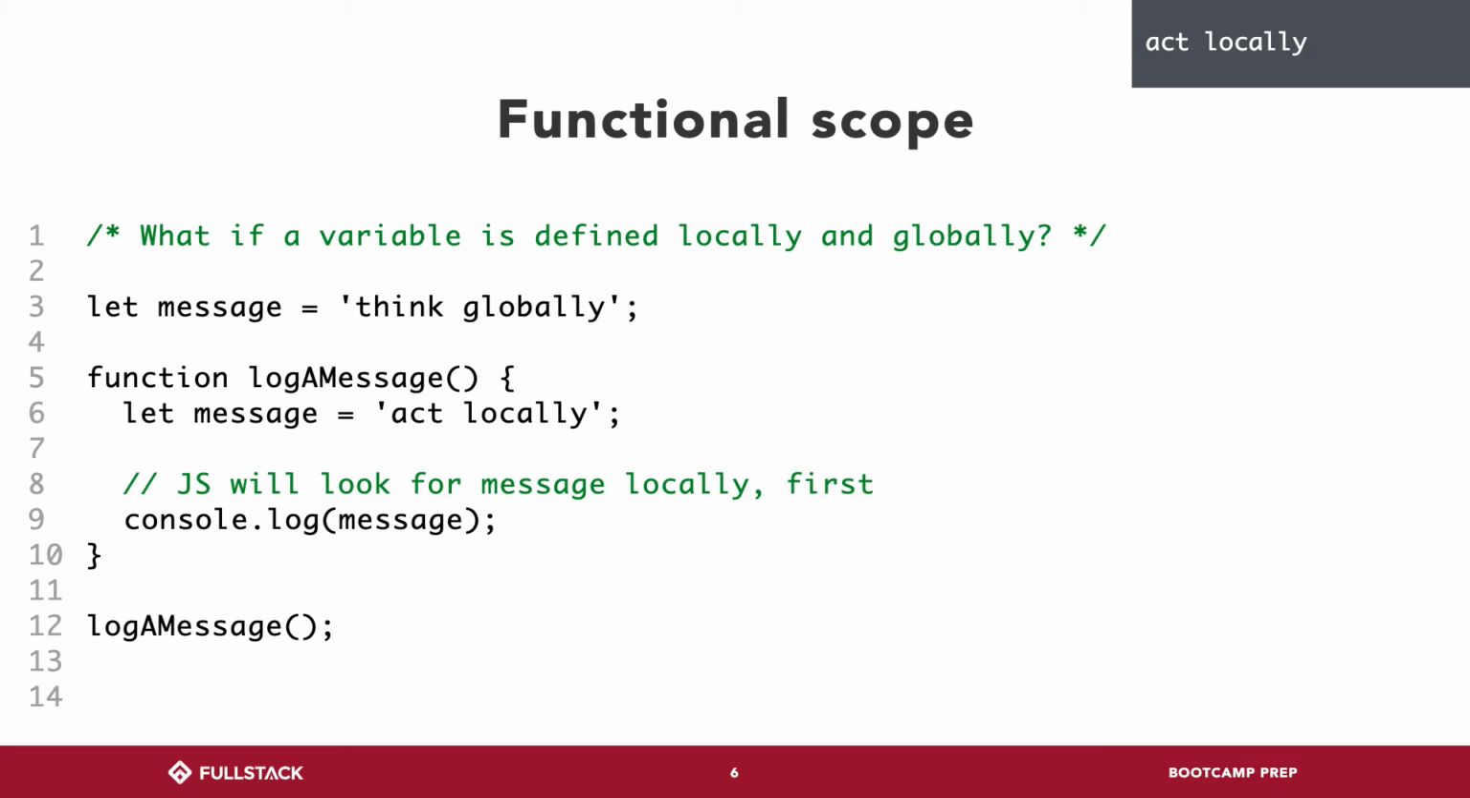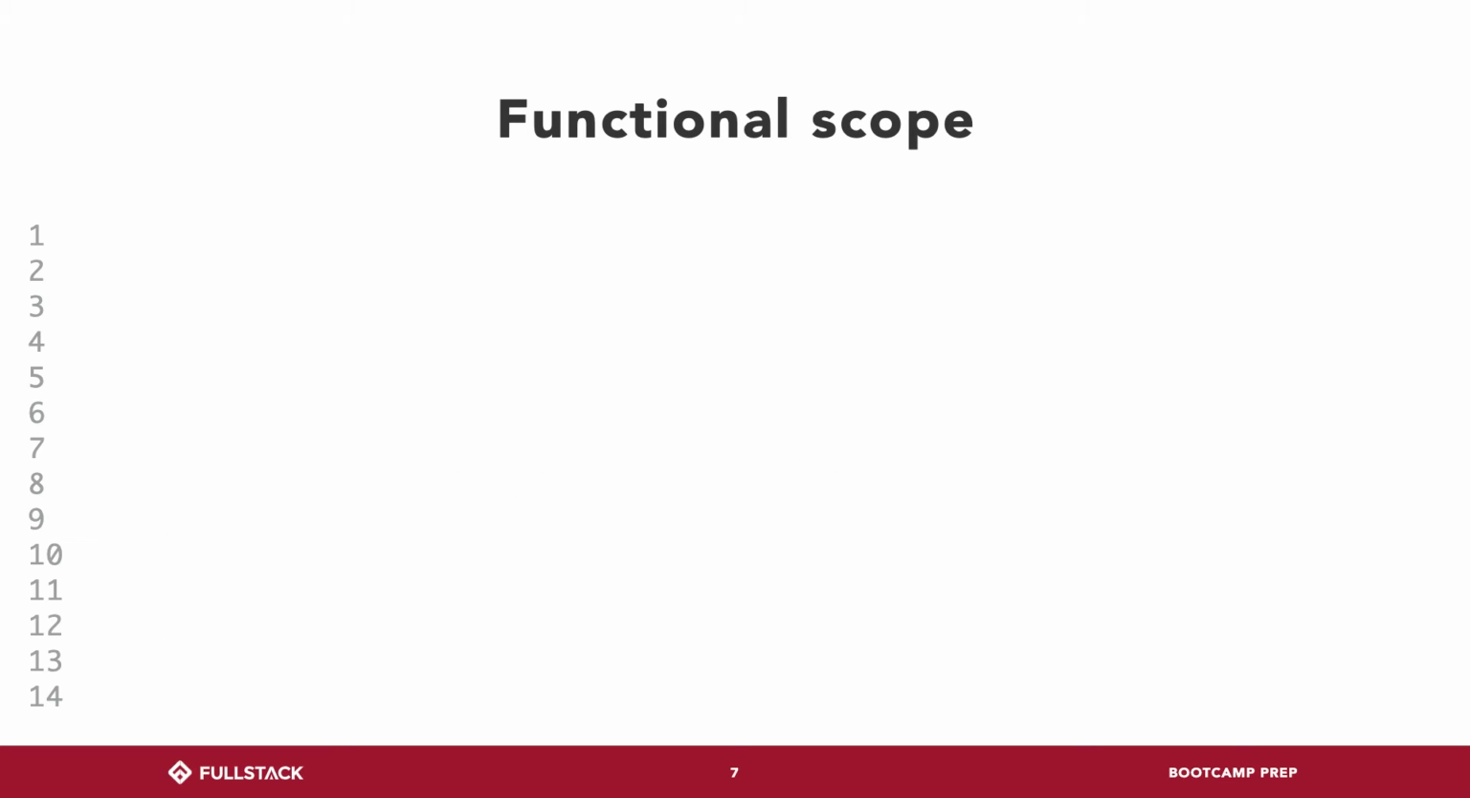But if console.log message is outside the function, then it would bring back the global, because we can't go inside there. You can only go outside. Only outside. So if this console.log was on line 11 instead of line 9, we would get think globally, right? Because we can't look into the scope of log a message.